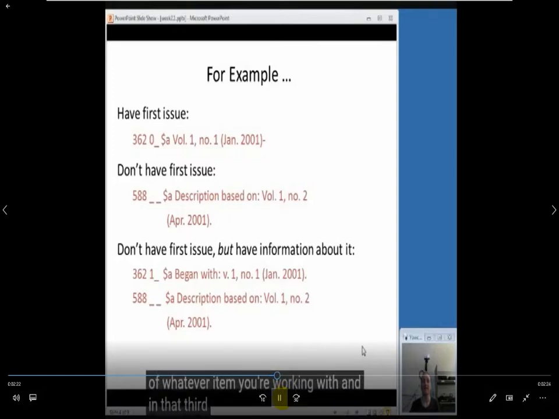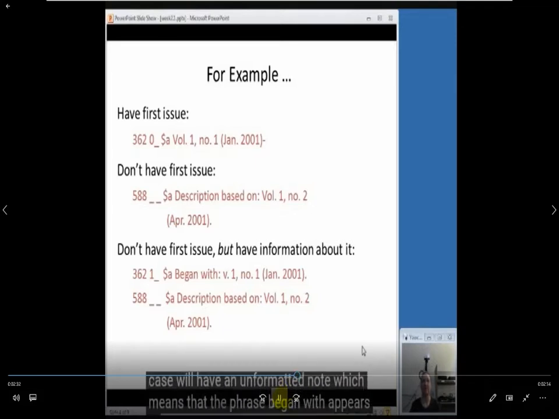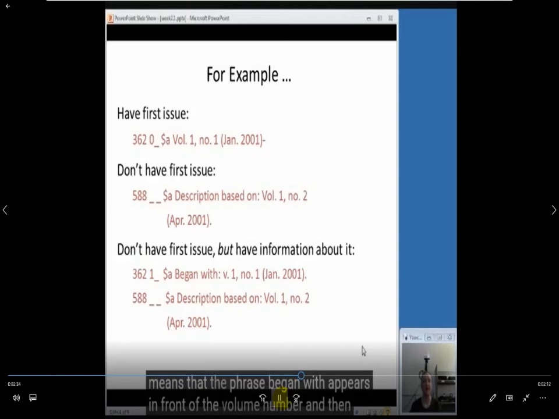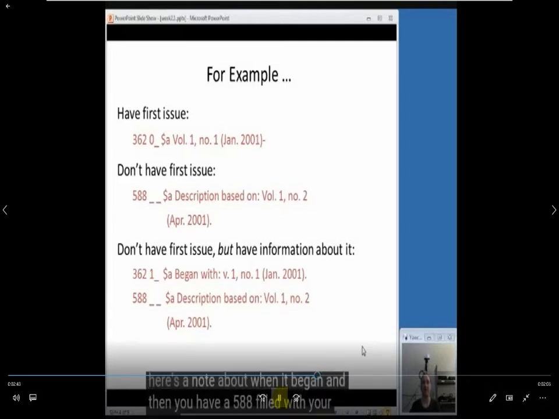And in that third scenario, if you don't have a first issue but you know when it was published, you need both your 362 field. In this case, we'll have an unformatted note, which means that the phrase began with appears in front of the volume number, and then you don't leave the date range open. You're just adding a note about when it began. And then you have a 588 field with your same description based on. You want to let people know what you were working from when you created this description.